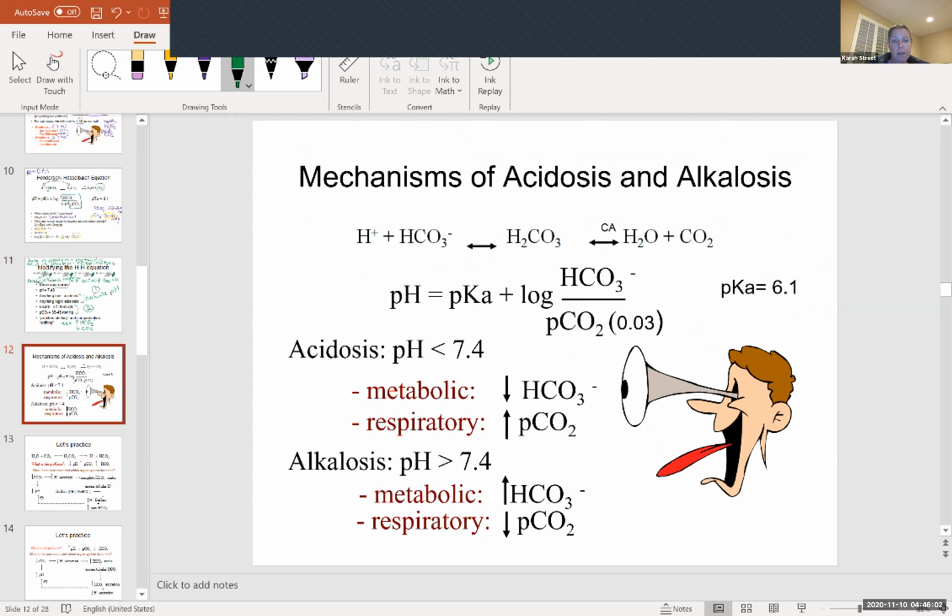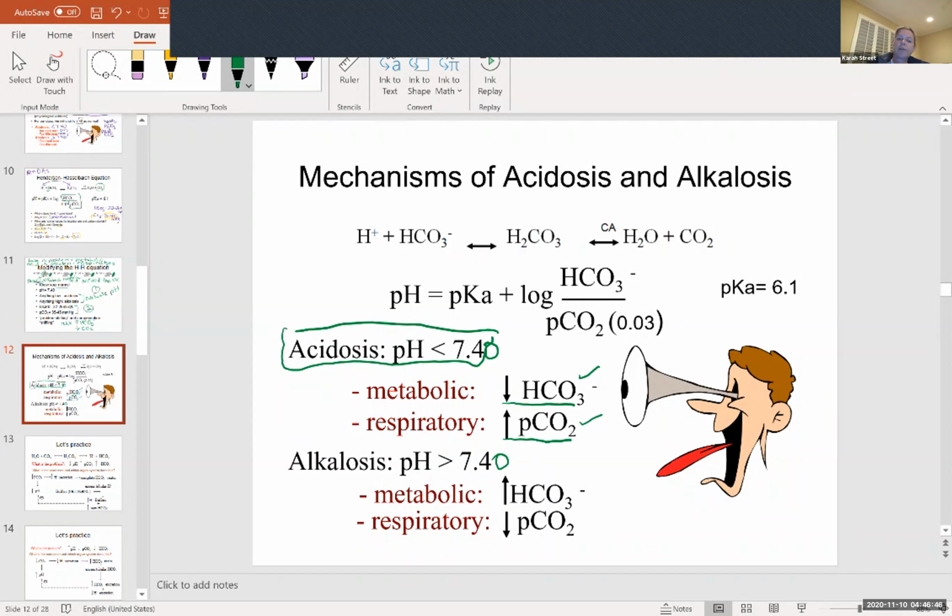So here is your handy dandy little talking sheet. It has everything you need. If my patient's pH is below 7.40, acidosis. If it's higher than 7.40, it's alkalosis. How can I have acidosis? Too much acid or too little base? If I determine that the base is the problem, it's a metabolic issue. If I determine the CO2 is the problem, it's a respiratory issue.